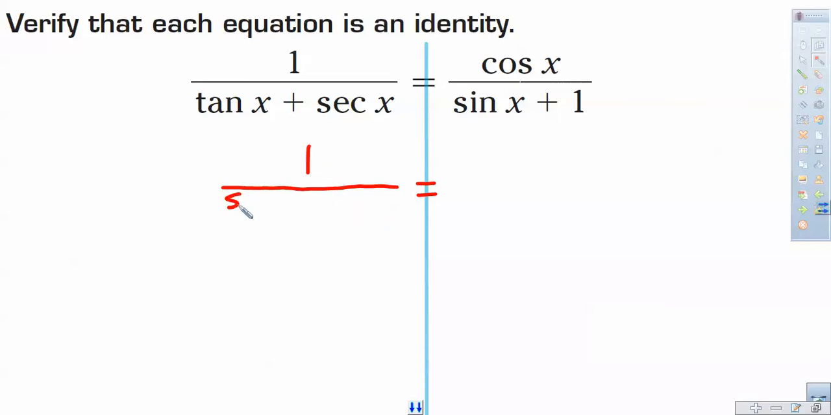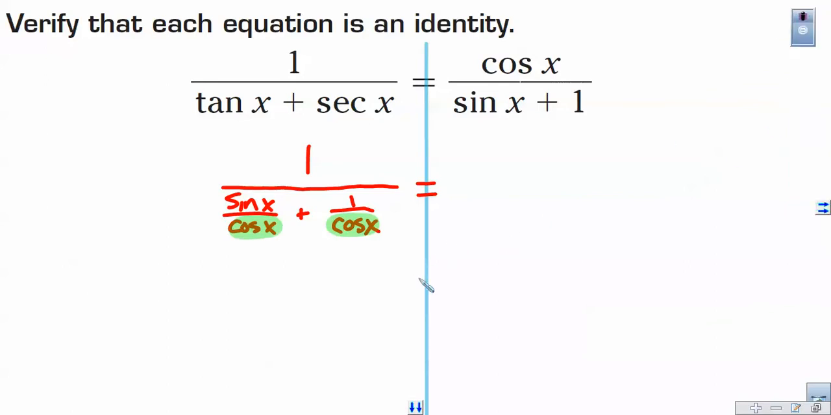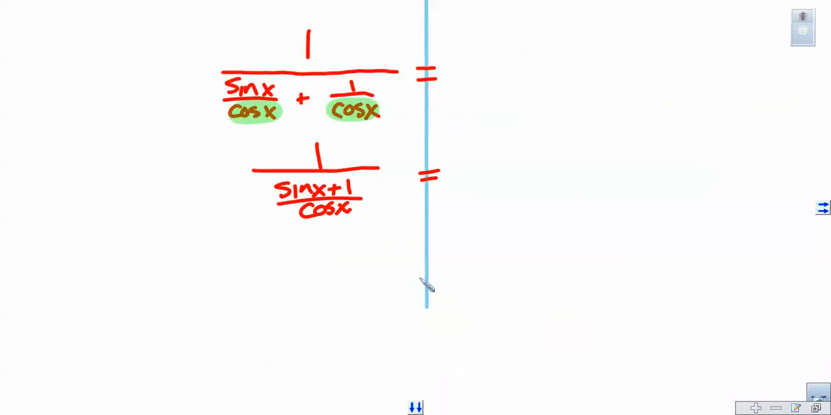And now underneath, let's write it as sine of x over the cosine of x plus 1 over the cosine of x. One thing to notice down here, both of these two have a common denominator. So we can write that as 1 fraction. That 1 up on top is unaffected still. So we have 1 over sine of x plus 1 all over cosine of x. That's our next move here.